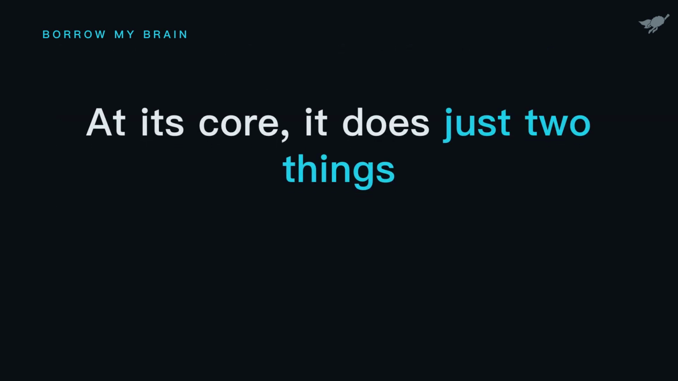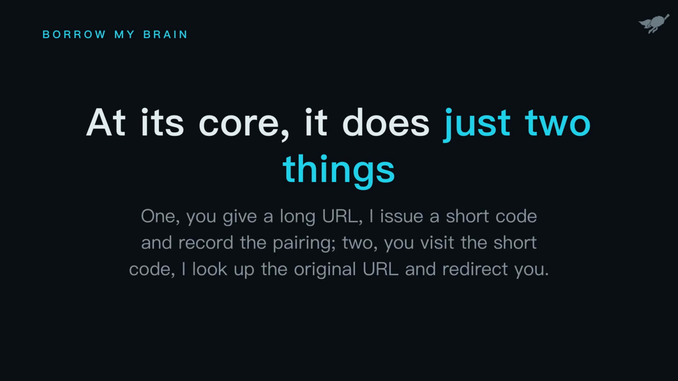A URL shortener, at its core, does just 2 things. First, you give me a long URL. I hand you back a shortcode, and I record that pairing. Second, someone visits that shortcode. I look up the original URL, and I redirect them there.